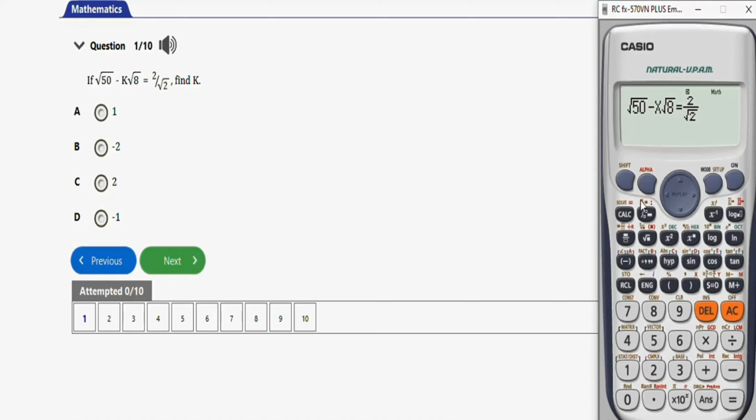Let's press shift and calc to solve this. When you get there, assign x to be 0, very important. Press equal to. So x equals what? 2. Option C is the right answer to this question. It's as simple as this. So let's solve question 2.